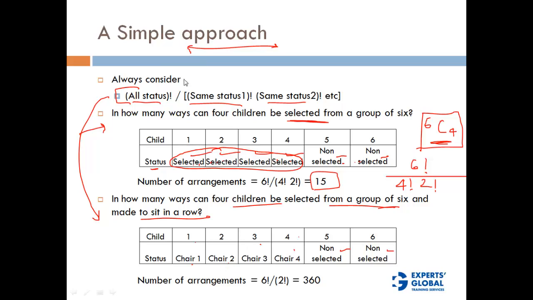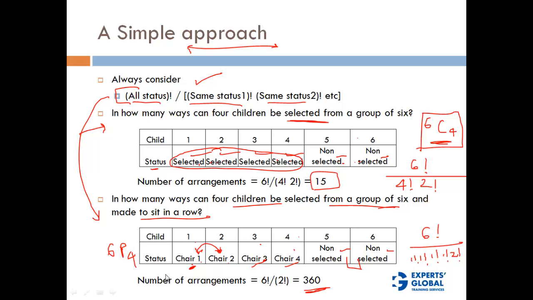Correct? So now let's apply the same formula: all status factorial divided by same status 1 factorial, same status 2 factorial. So all status factorial is 6 factorial again. How many chair 1 status do I have? Now chair 1 and chair 2 have to be kept as different statuses, right? Because we are worried about the order. So chair 1, how many do I have? I have 1, so 1 factorial. Chair 2, I have only 1, so 1 factorial. Chair 3, I have only 1. Chair 4, I have only 1. Non-selected I have 2, so it's going to be 2 factorial. So ultimately what I get is 6 factorial by 2 factorial, which is 360, which is the same as 6P4, right?